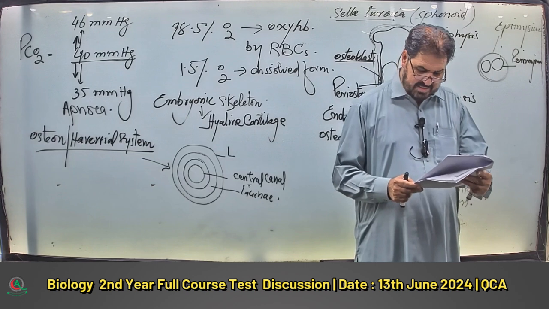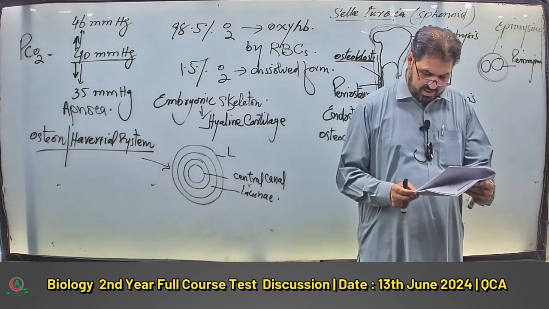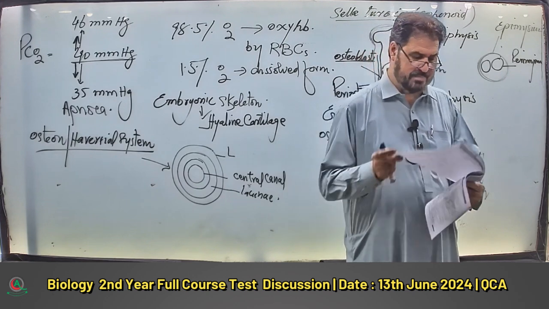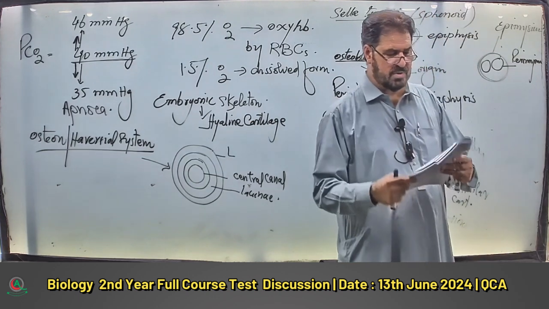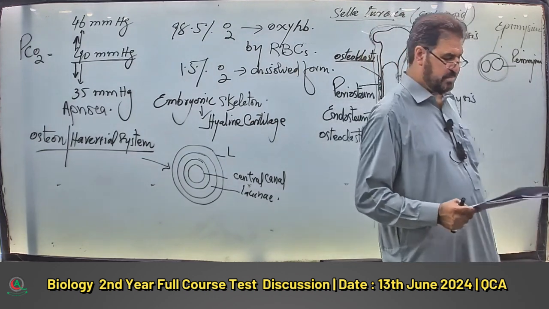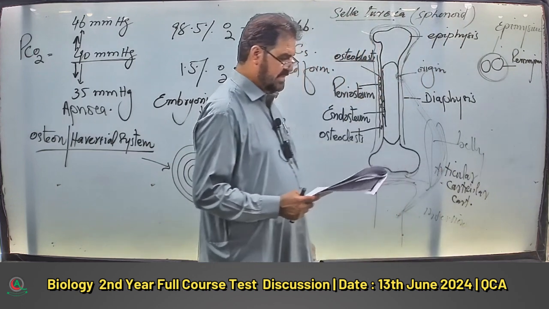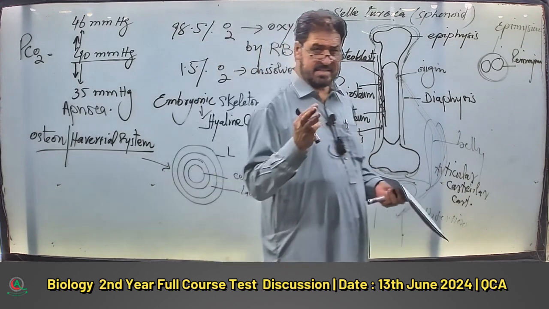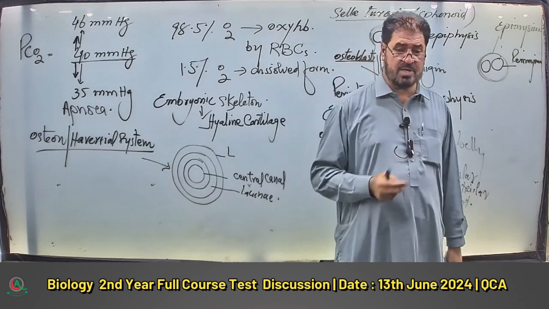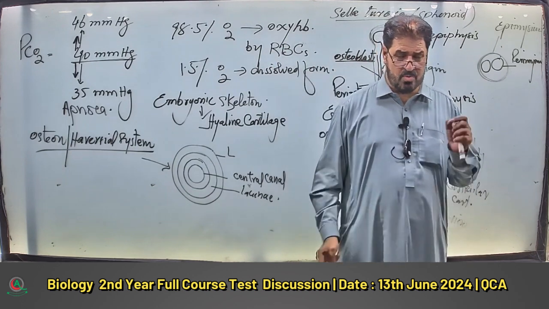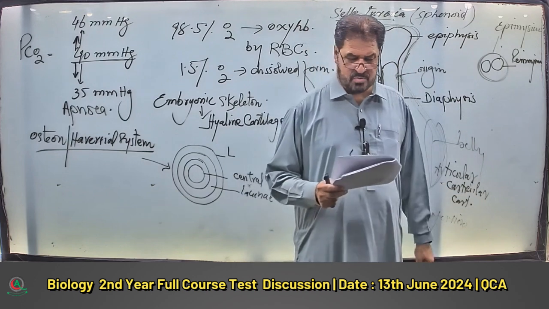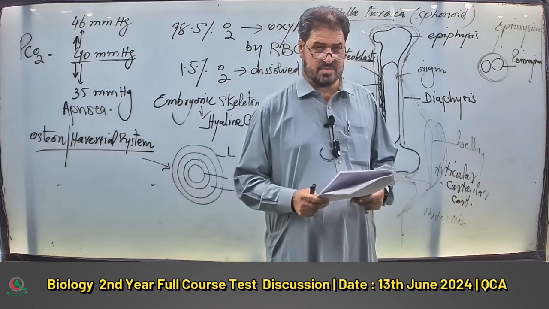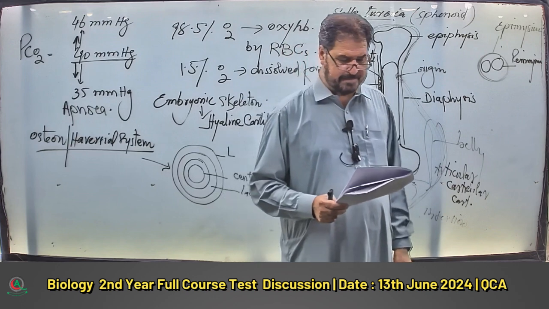Which portion of the brain contains centers responsible for such vital functions as heart rate, breathing rate, and blood pressure? So medulla oblongata. Medulla oblongata is responsible. This is the correct answer. Medulla oblongata has 3 centers: cardiac center to control the heartbeat, vasomotor center to control blood pressure, and breathing center to regulate the rhythm of breathing.